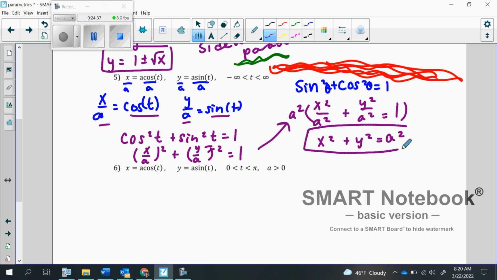So what is this the equation of? Think back to polar. This is just x squared plus y squared equals a number squared. It's just the equation of a circle with the center at 0, 0 in this case, and a radius equal to a, whatever a is.